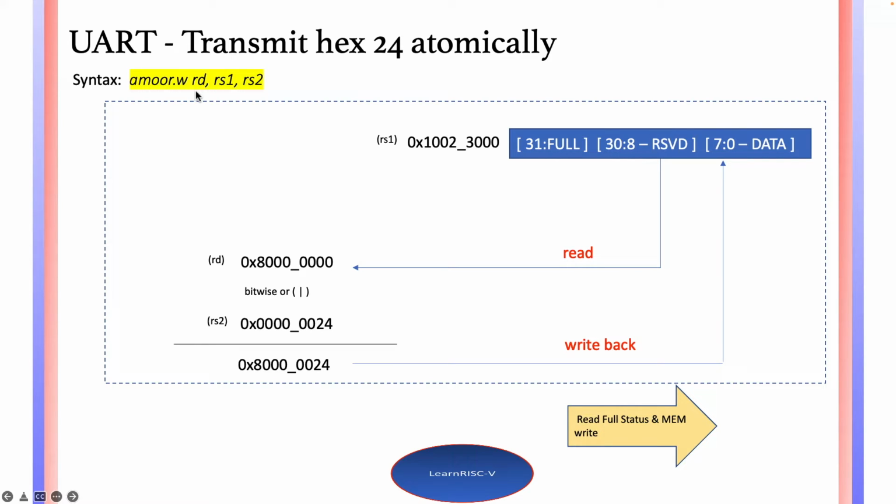So we will look at one particular atomic memory operation. This is the OR operation: atomic memory operation, bitwise OR on a word, that is 32 bits. And this is the syntax. You have three operands. So let's see what this would do.